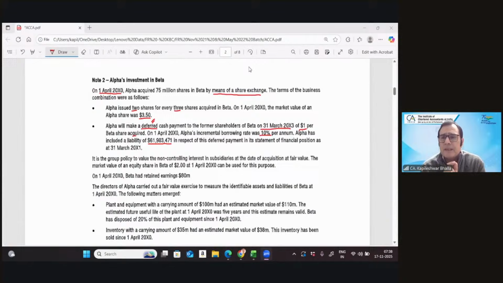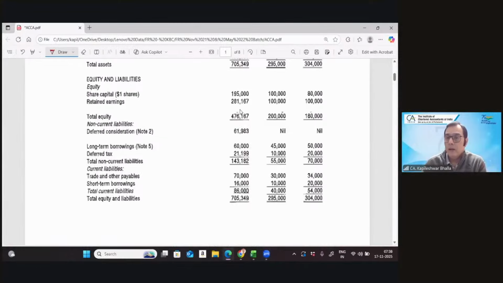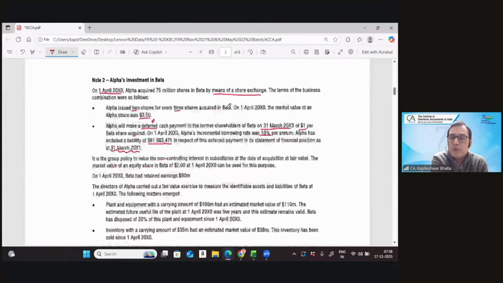And now if you notice something, it says Alpha included this liability in respect of DC on 31st March X1. Now we are given the balance sheet on 31st March X2. So when it says that Alpha included a liability in its financial position on March X1 at so and so figure, I think it's time to go back to the balance sheet. You can see the deferred consideration is appearing at 61,983. And I think if we scroll down to the note number 2, if you take the figures in thousands, it is coming to 61,983.